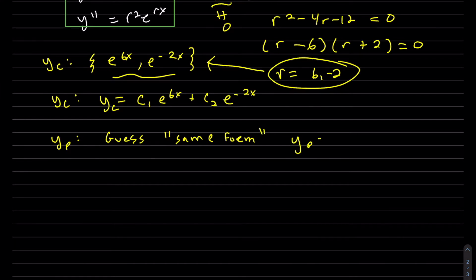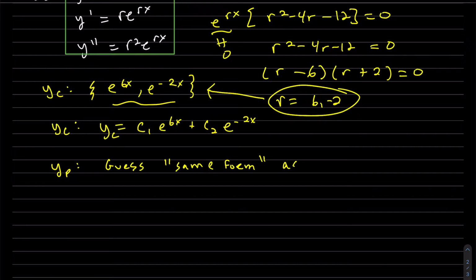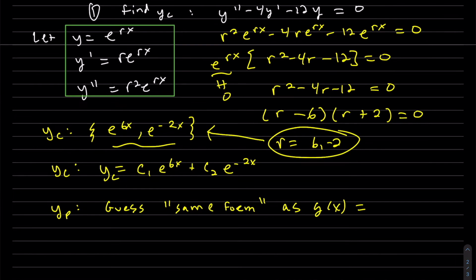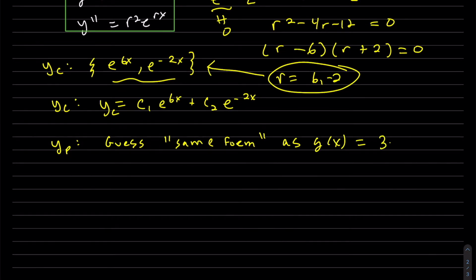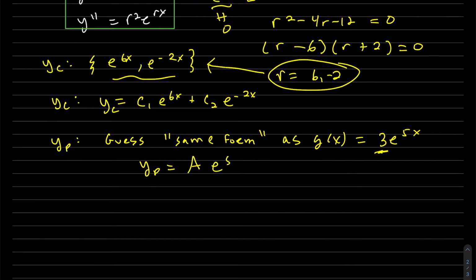So yp, as g of x. Our g of x is equal to 3e to the 5x. So our guess, our yp, is going to be, well, we're not guessing particular values. Well, we are. We're going to find it. It's A e to the 5x. So in order to plug it in and equate coefficients, we got to find the first derivative and second derivative.